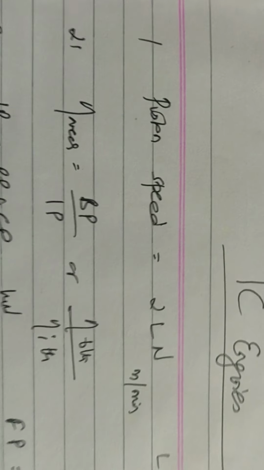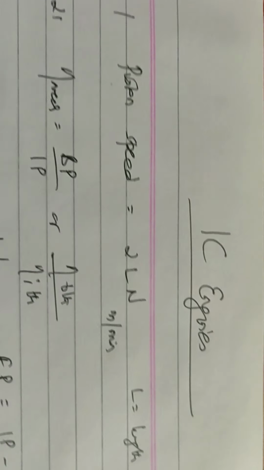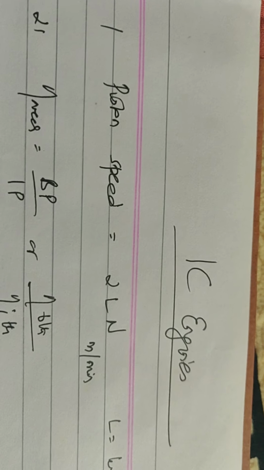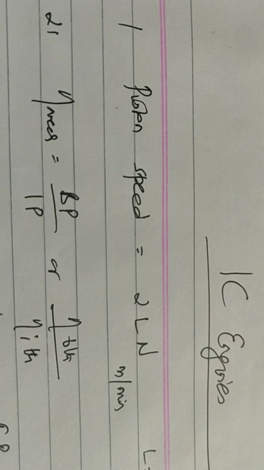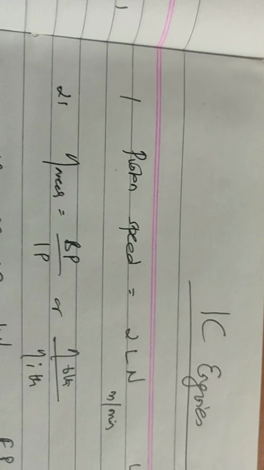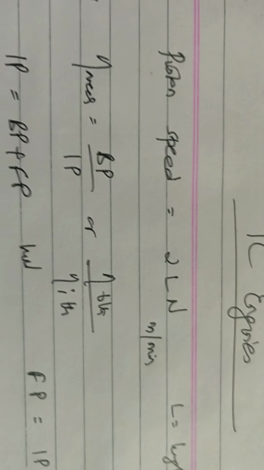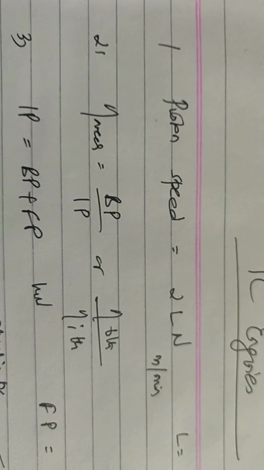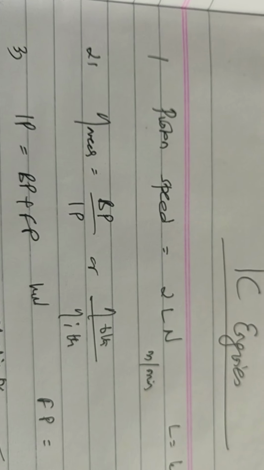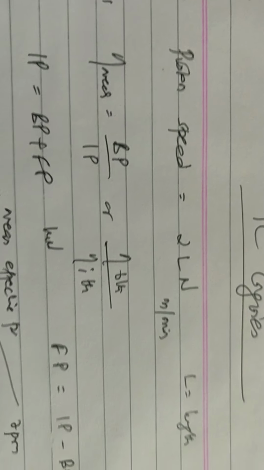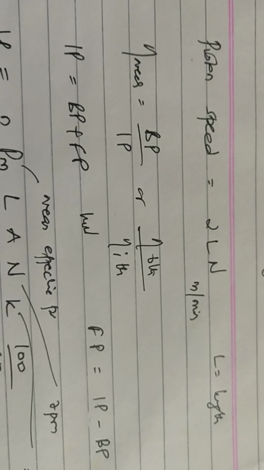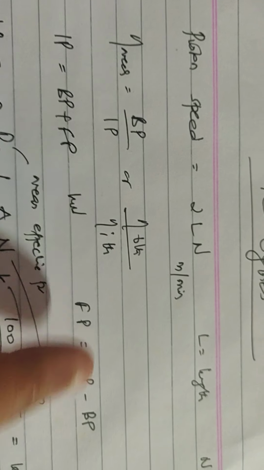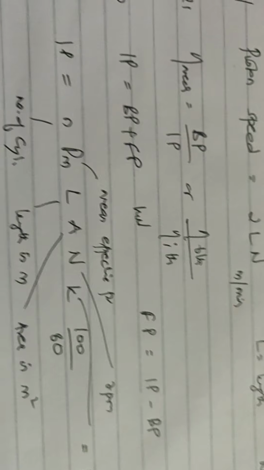Okay, then next is mechanical efficiency is equal to BP by IP. That is also equivalent to indicated brake thermal efficiency divided by indicated thermal efficiency. So out of these three, if two are known, we can find the third. If the problem gives mechanical efficiency and BP, then we can find out IP. Mechanical efficiency and IP, then we can find out BP. This way this is useful. And then IP is equal to BP plus FP, so FP can be found out as IP minus BP.